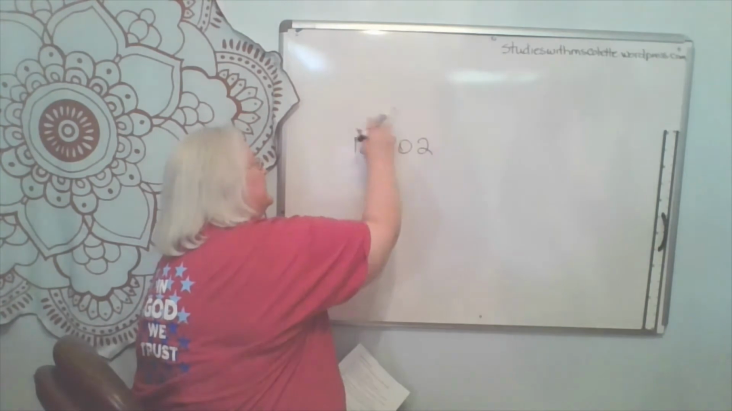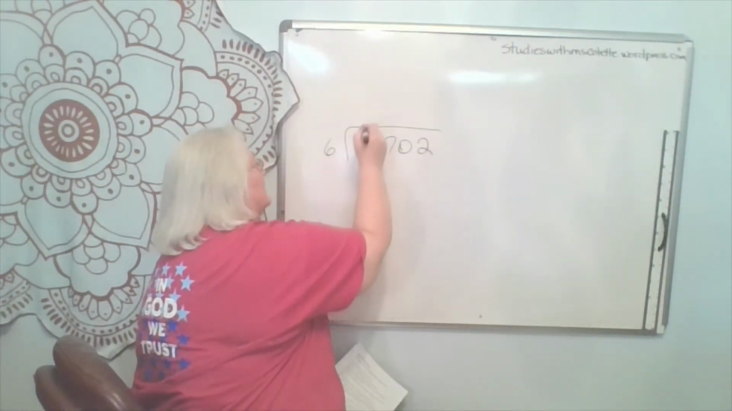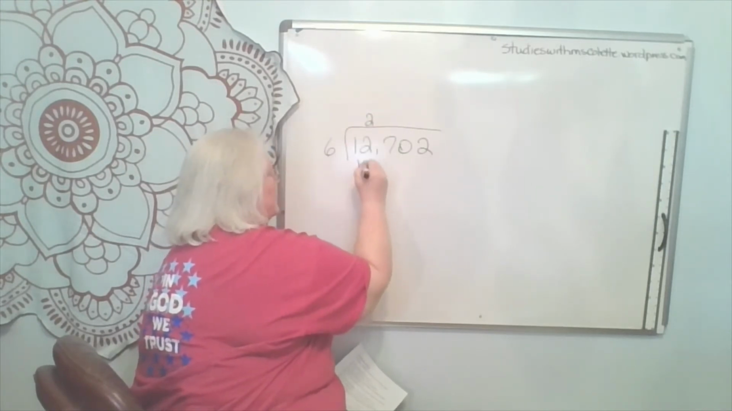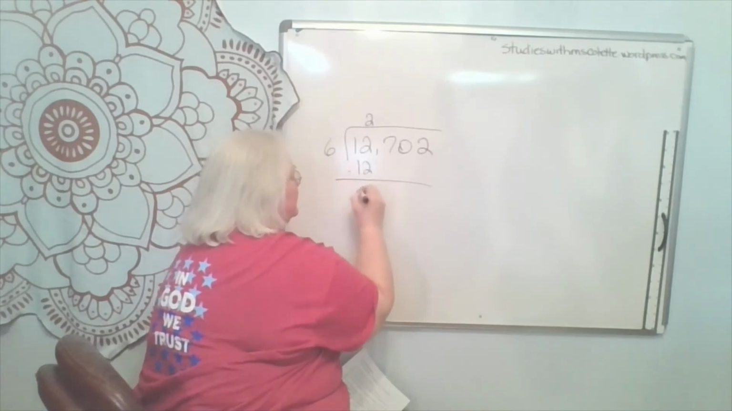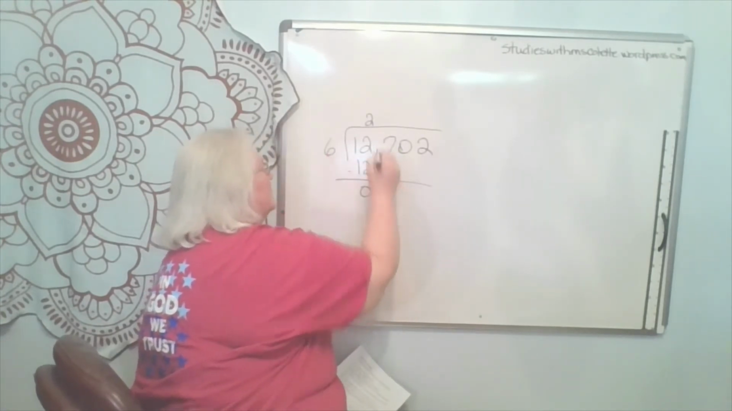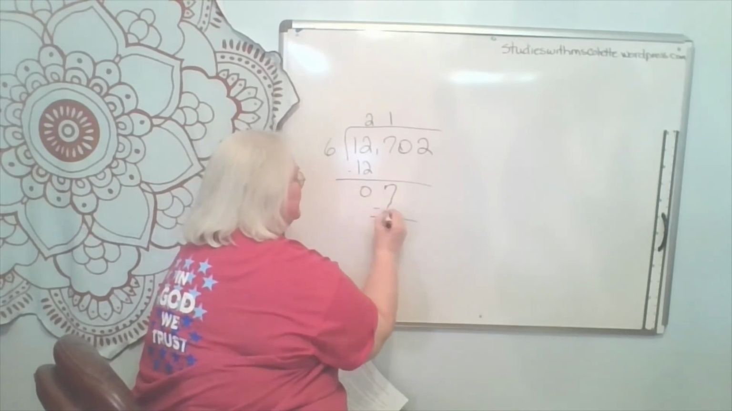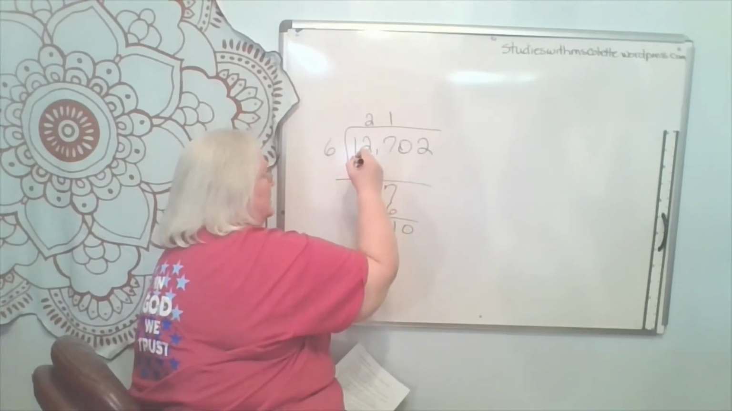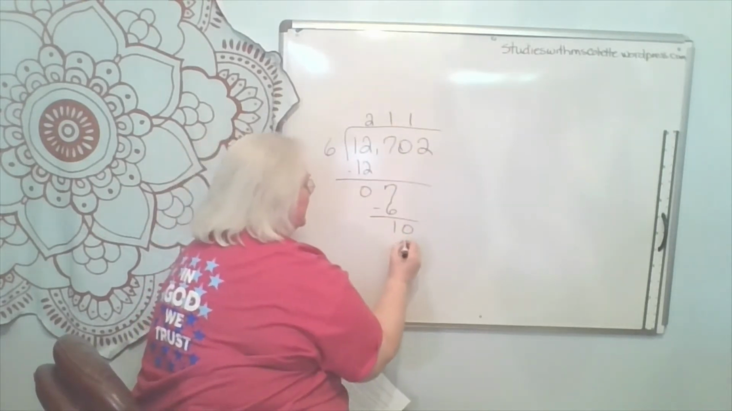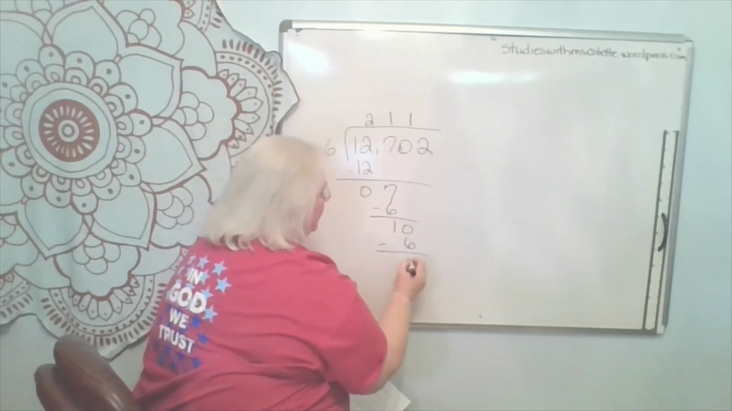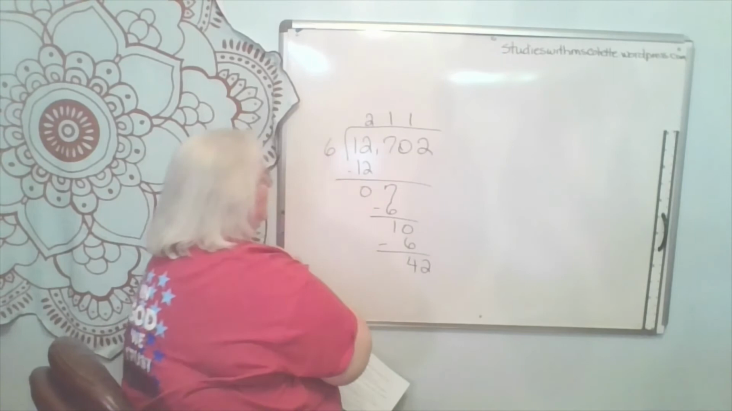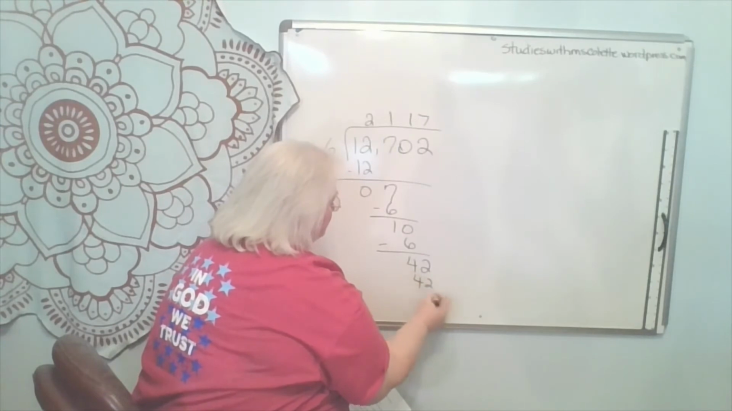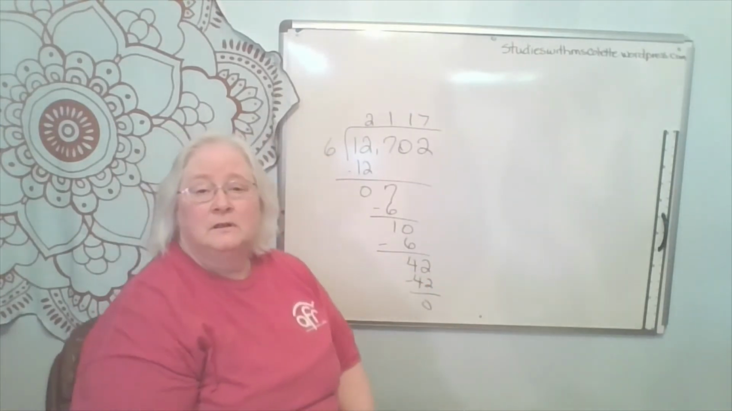So now let's see if 6 will go into it. It won't go into 1, but it will go into 12. 2 times 6 is 12. When we subtract, we get a 0. Bring down the 7. 6 goes into 7 1 time. When we subtract, we get a 1. Bring down the 0. 6 will go into 10 1 time. When we subtract, we get a 4. Bring down the 2. And 6 will go into 42 7 times. So that one works also.